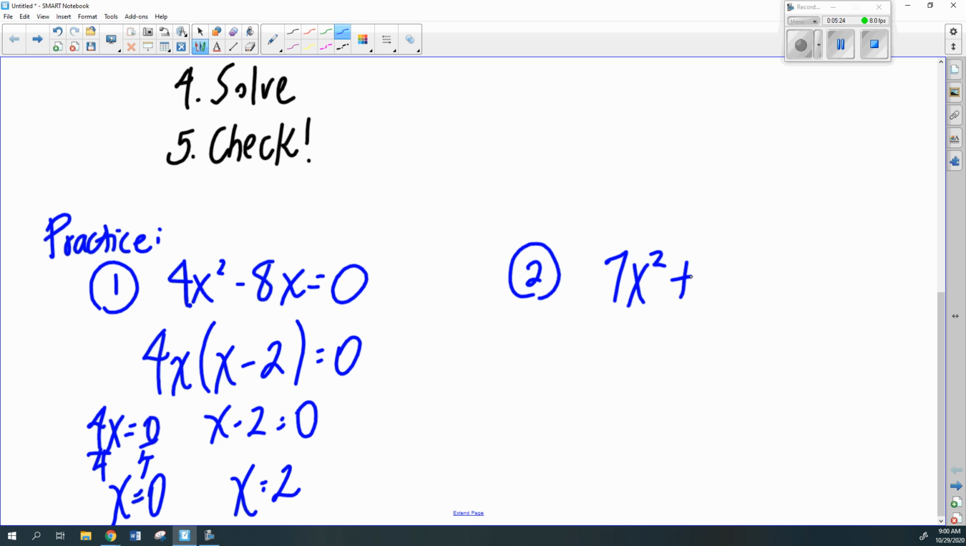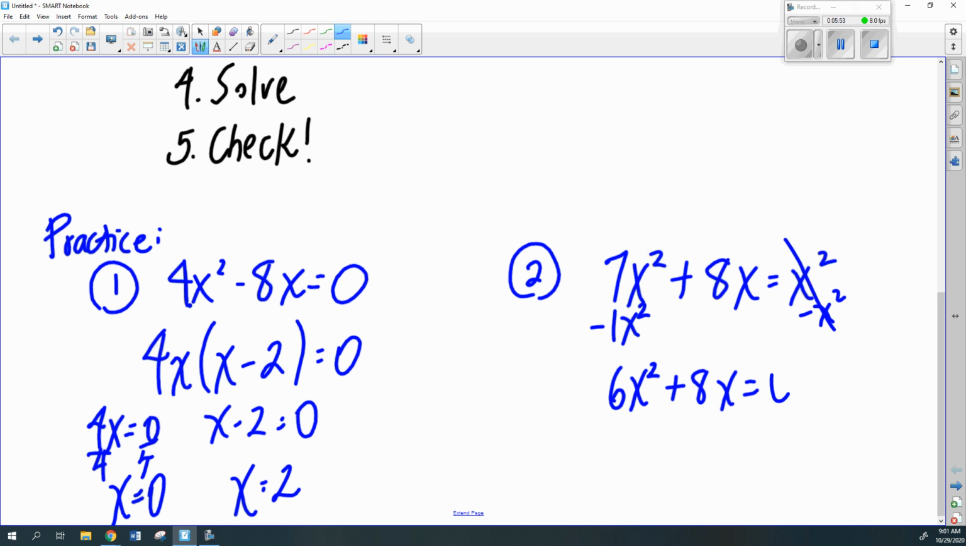7x squared plus 8x equals x squared. I want you to try this one on your own. Remember, it has to equal 0 first. That first step. What did you do with the x squared that was on the right? Subtract it. And remember, there's one of them, right? You're subtracting 1. So we get 6x squared plus 8x equals 0. Now you can go through the factoring process, which starts with greatest common factor. I want to know what you got, and if we didn't get the right answer, we'll go back and look at it.